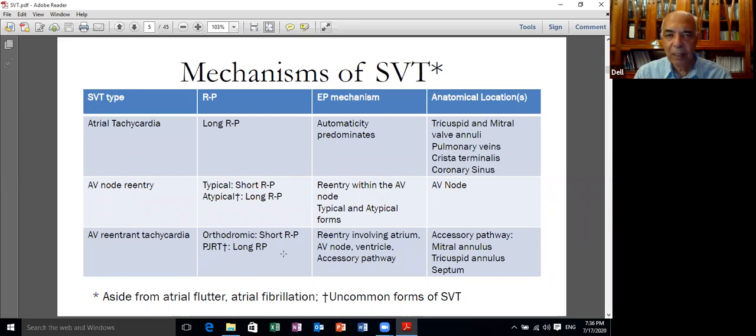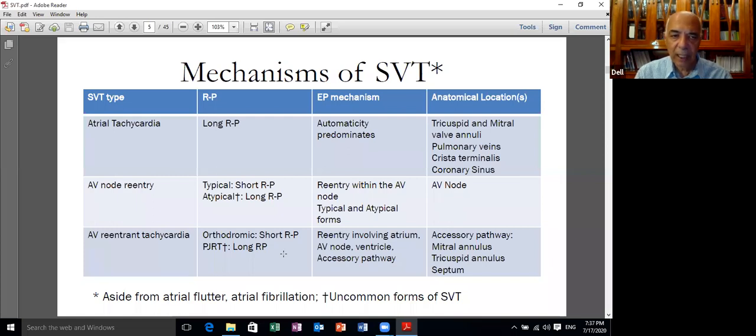And the mechanism is usually abnormal automaticity. Sometimes it's due to micro re-entry, and sometimes it's due to triggered activity. And usually the focus responsible for atrial tachycardia is located around natural holes or natural defects, like the tricuspid annulus, the mitral annulus, the pulmonary veins, the crista terminalis, or the coronary sinus.